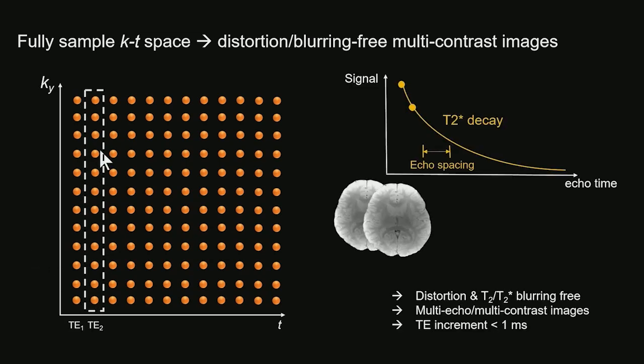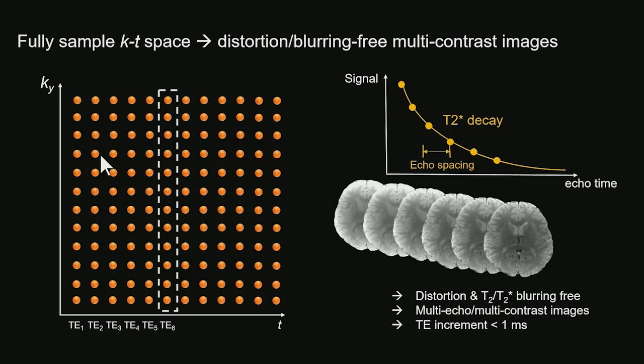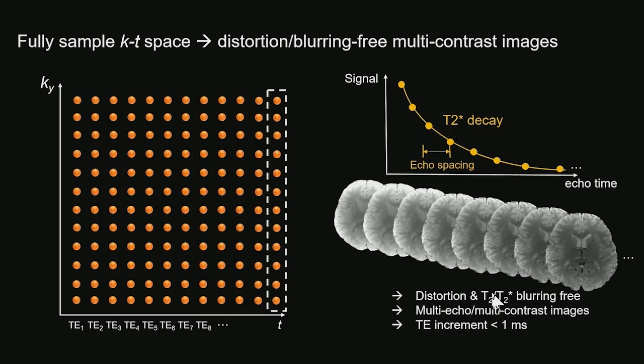And also we can get a time series of distortion-free and T2* blurring-free images with different echoes or contrasts with very small TE increments. But acquiring this fully sampled KYT space requires a very long acquisition time and is impractical for fMRI applications.